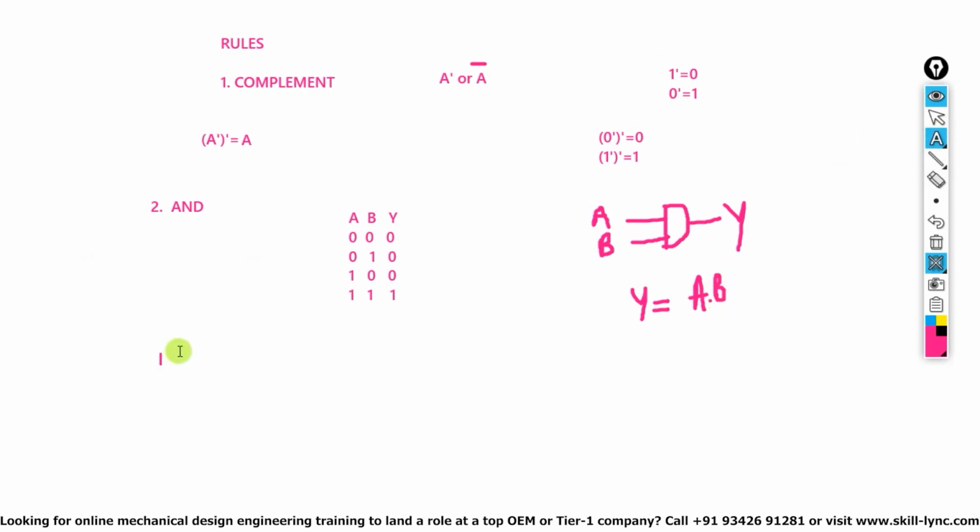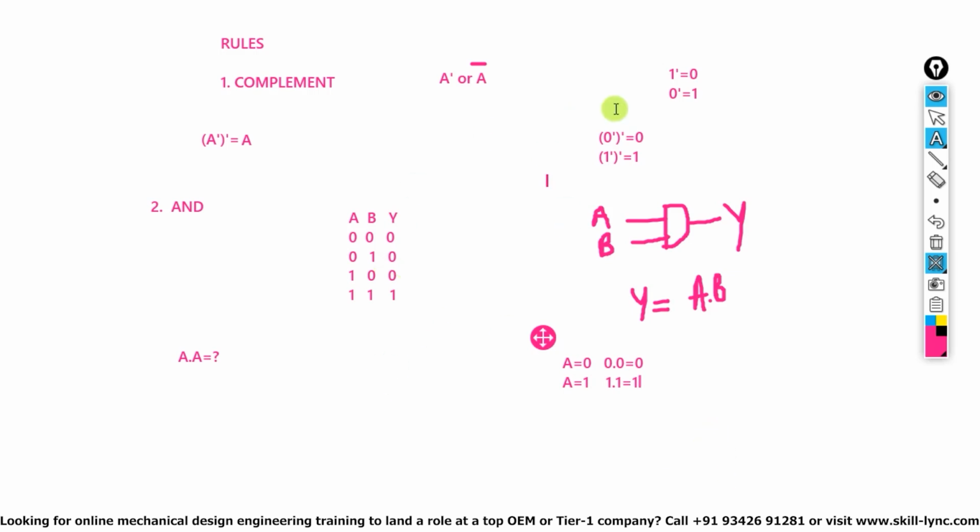Let's find out what the value of A dot A is. You have to find out the value of A dot A. It means both the inputs are A, so instead of B, I have A, and then Y is equal to A into A. Now let's take, for example, A equal to 0. Then 0 into 0 is equal to 0. And if A equal to 1, then 1 into 1 equals 1.